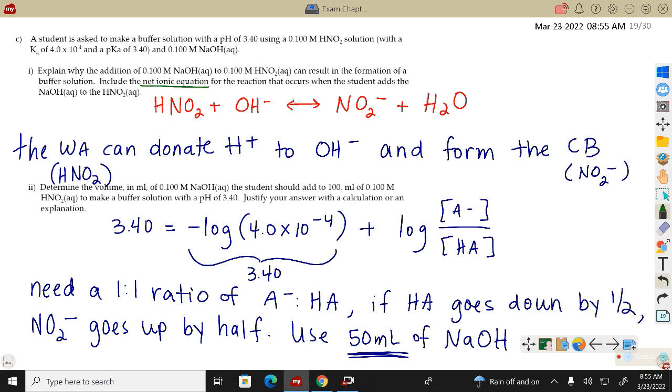So net ionic, get rid of the spectator ions. Okay, so first let's start with the net ionic equation. The sodium is definitely a spectator ion. The sodium hydroxide, being a strong base, will fully ionize, but the weak acid will not. So I don't get to split apart the weak acid and consider any of it as spectator ions. I mean, this may only ionize by less than 5%.